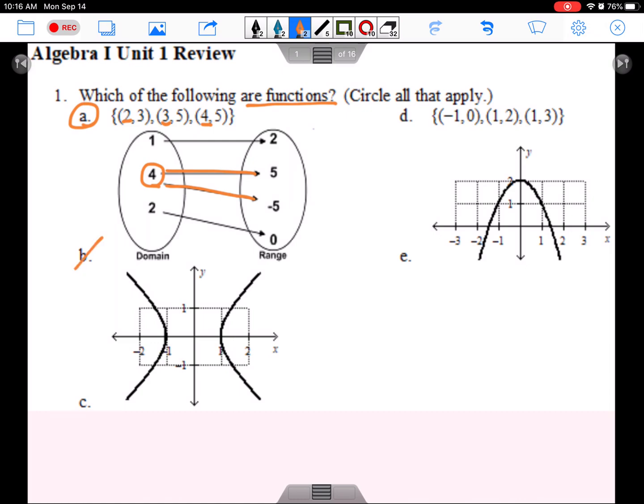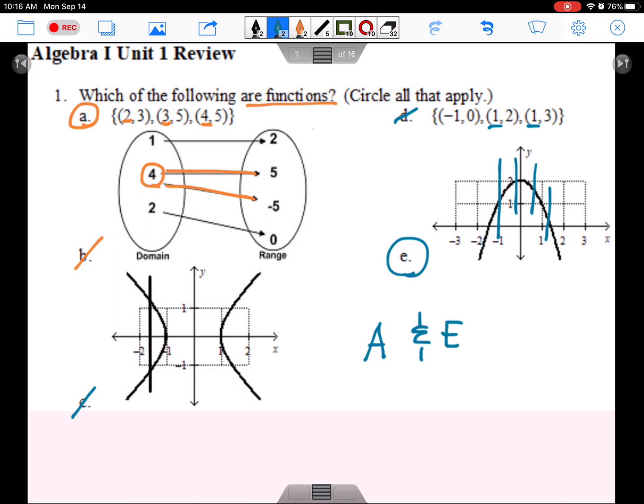C, we're looking at a vertical line test. If we think about a vertical line going through it right there, it would hit it in more than one place, so it's not a function. Part D, we've got 1 going to 2, 1 going to 3, so that makes it not a function. And then E, anywhere we put a vertical line, it will hit it in at most one place, so that is in fact a function. So both A and E are functions. The other 3 are not functions.